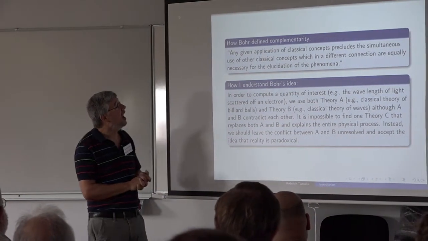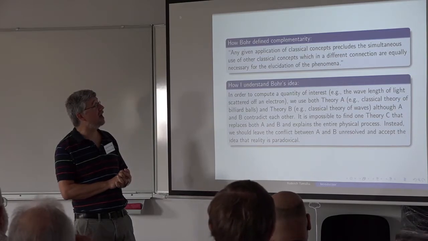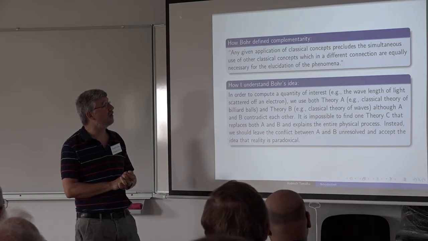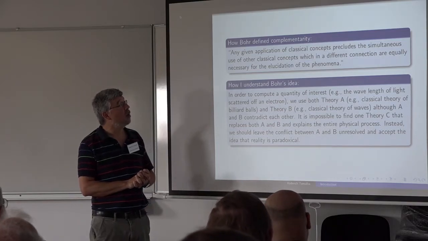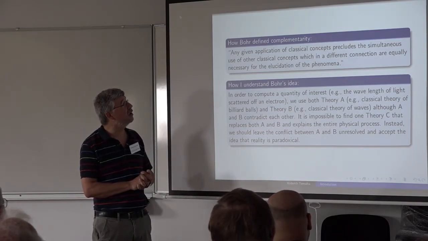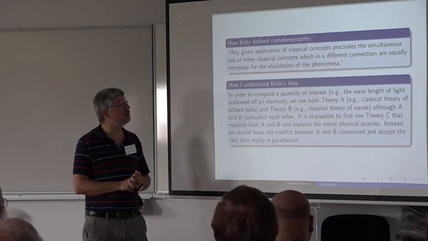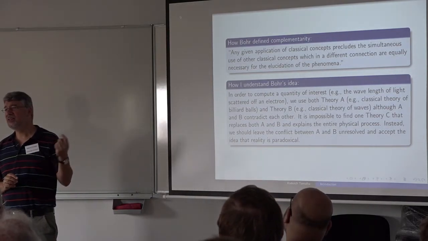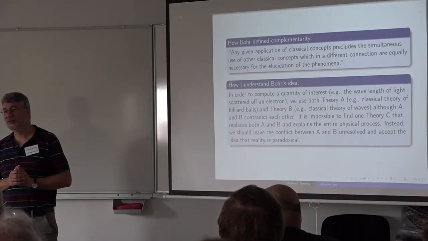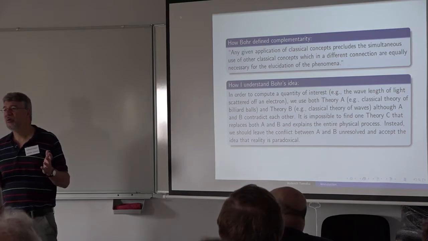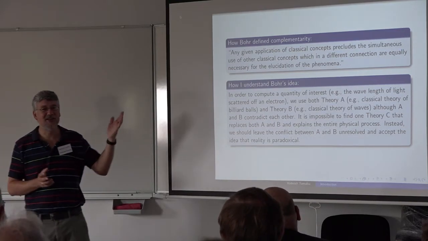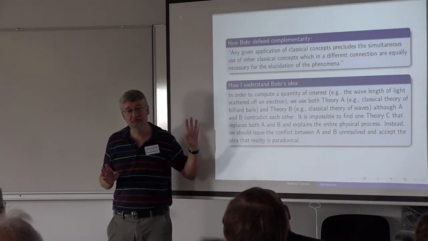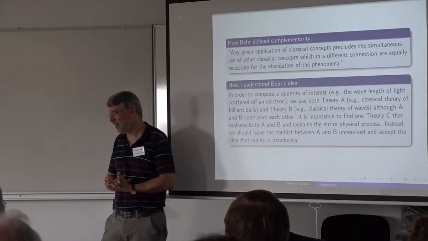Let me quote: "Any given application of classical concepts precludes the simultaneous use of other classical concepts, which, in a different connection, are equally necessary for the elucidation of the phenomena." So you get a taste here of Bohr's writing style, which is somewhat obscure, hard to understand. It's hard to understand what this even means. So let me try to explain how I understand this statement.